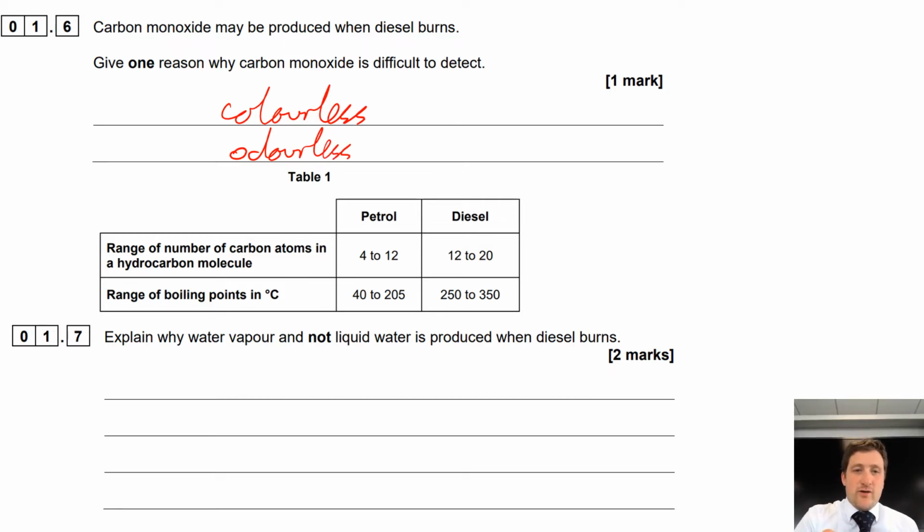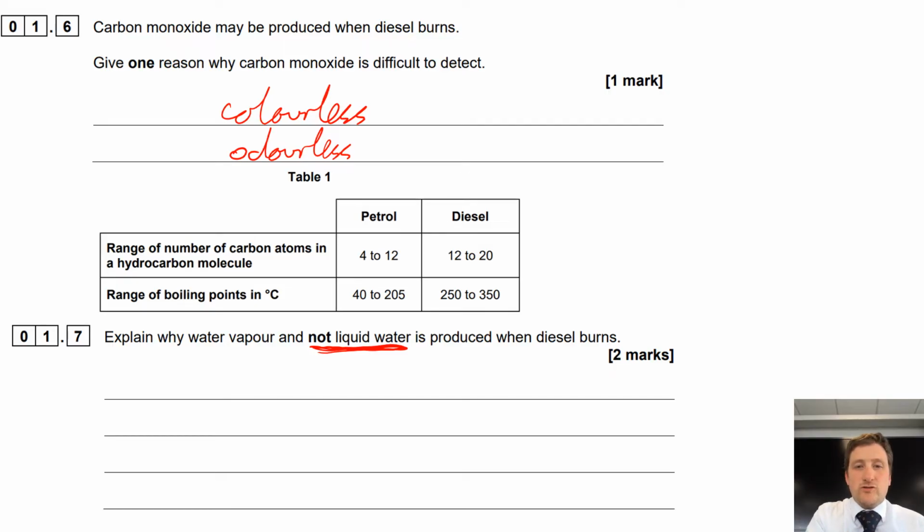Now, question number 2. Again, we've got this table, so we're going to be looking at this table. They wouldn't give us one if we didn't need to. Explain, and I've put this back in. Table 1 is actually at the very beginning of the question, but explain why water vapor and not liquid water. If you notice, I'm highlighting all the bold bits. They're the essential bits. Why water vapor and not liquid water is produced when diesel burns.